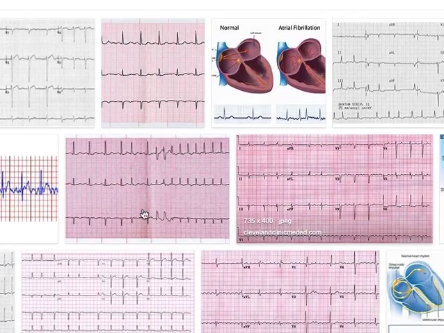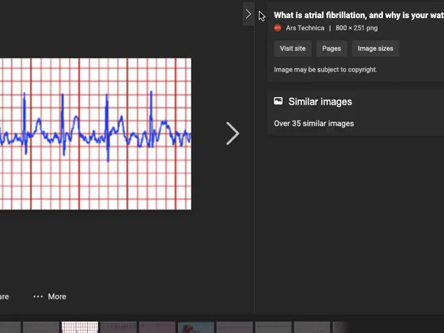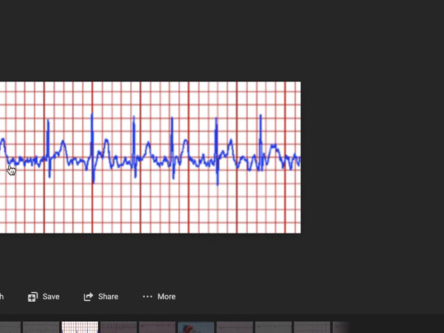You can see over here, this ECG is quite simple. What I can see is electrical activity like this, right? But there is practically no P wave, and no two ECGs look alike. This one is different from this one, this one is different from this one. Basically the atria have so much erratic electrical activity that no P wave is seen.